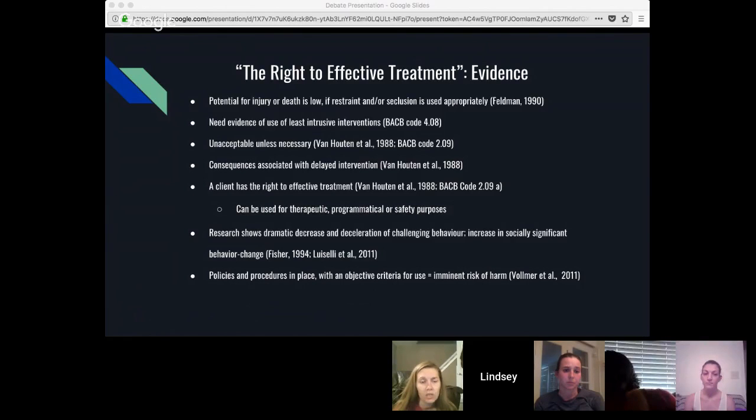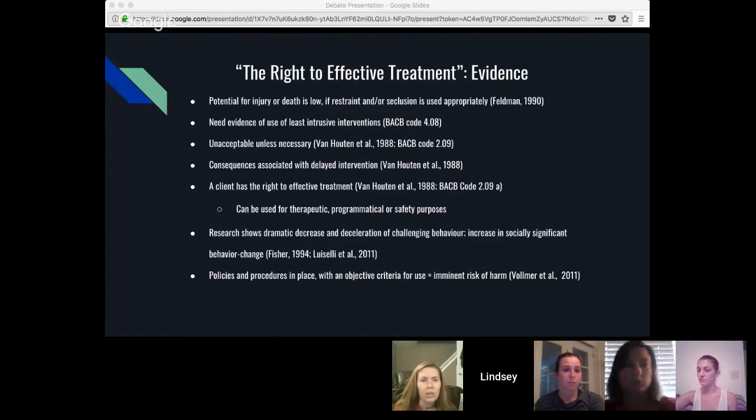Next, we do agree on our side that there should be evidence of least intrusive interventions as per the Compliance Code 4.08. So before implementing any punishment-based procedure, we know that behavior analysts should ensure that appropriate steps are taken to implement reinforcement-based procedures first. But that's unless the severity or dangerousness of the behavior requires immediate use of some more aversive procedures, and that's just because there's immediate risk of harm or fatality.